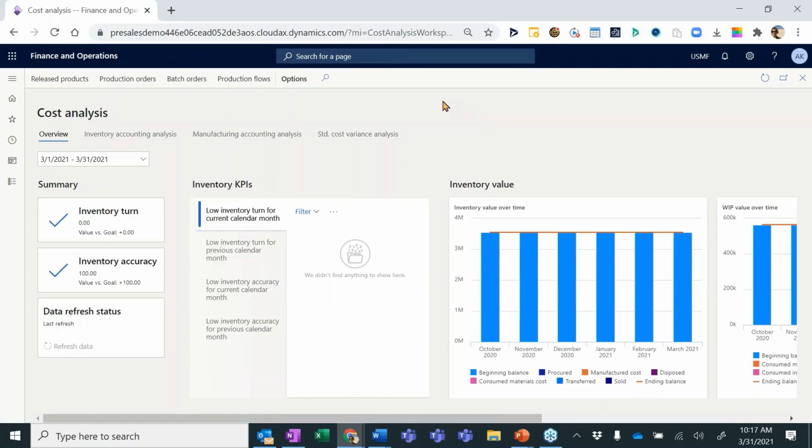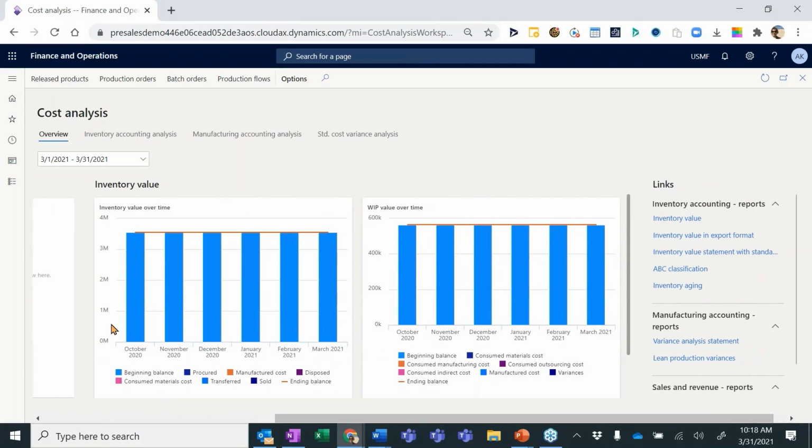For those of us that love our production, which is my happy space, the data here is not terribly exciting. I do apologize. But this looks a little more like a traditional workspace, but I have my embedded controls here, giving me some of the KPI information, and then comparing this month, last month, as well as some additional inventory insights, looking at inventory value over time.